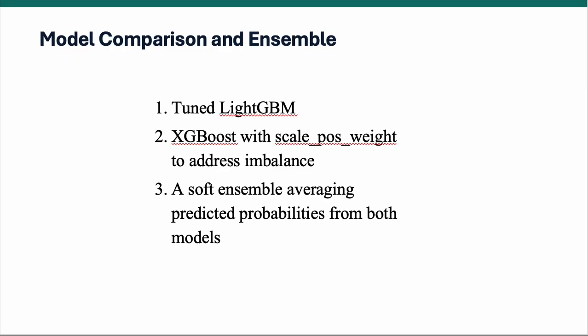We evaluated 3 model approaches: 1, a tuned LightGBM; 2, XGBoost with scale_pos_weight to address imbalance; 3, a soft ensemble averaging predicted probability from both models. For XGBoost, we set scale_pos_weight equal to the number of negatives divided by the number of positives. The ensemble performed best because averaging probability reduces variance and improves generalization.